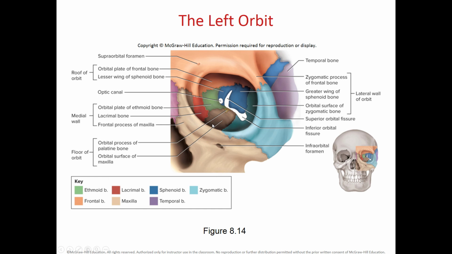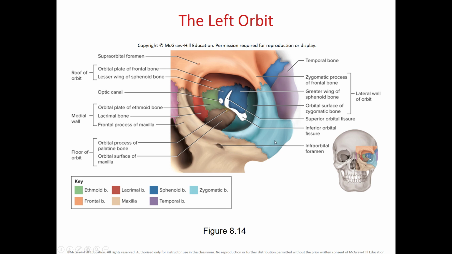Now, the floor of the orbit is made by the orbital process of the palatine bone, which is a bone that can be seen better in the inferior view of the skull, and we will see it in just a few slides. So this is the orbital process of the palatine bone, and this floor of the orbit is also made by the orbital surface of the maxilla, which is this bone in light brown color.